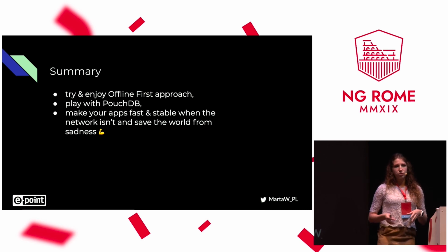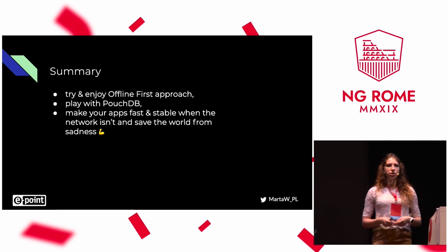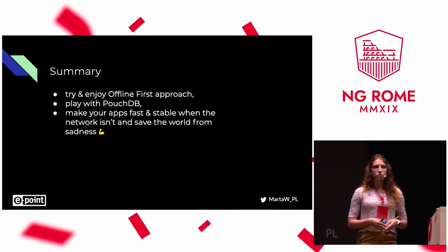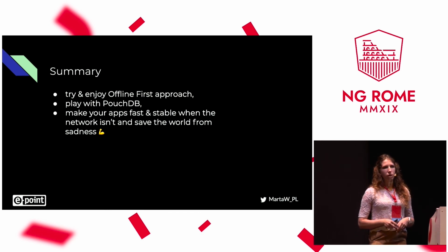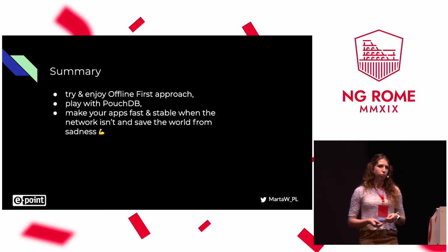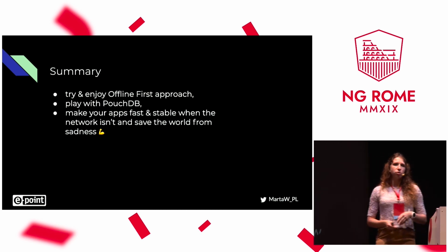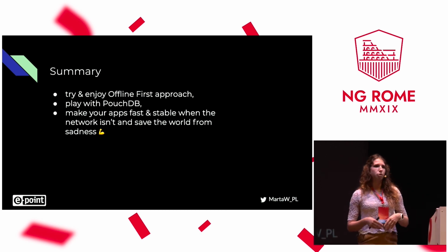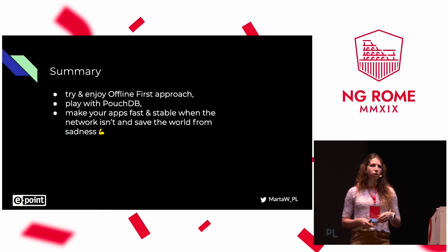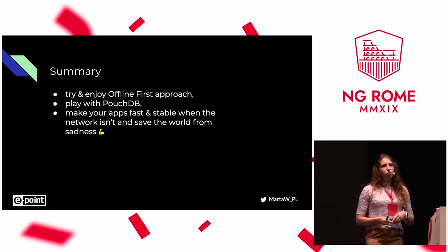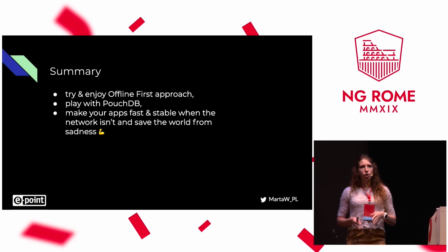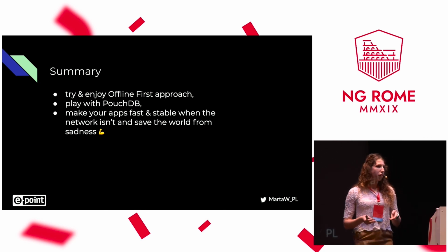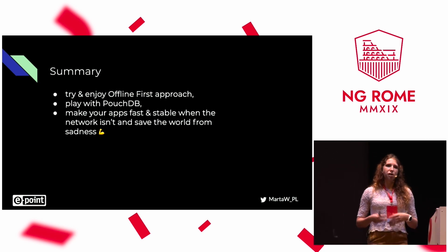Now I want to sum up. So today I told you about the offline first approach. I told you about the golden rules and about the advantages of this approach. And I highly recommend you try this. Maybe it will be useful for you and helpful to build your progressive web apps. And remember that you don't need to use raw IndexedDB. You can use other libraries that are more developer-friendly, for example PouchDB. And remember that offline first is not only about apps that work offline, but also a great way to create fast and stable apps and to save the world from sadness, right?